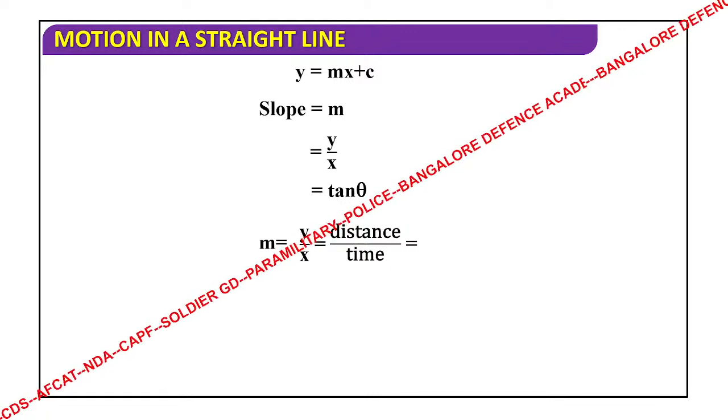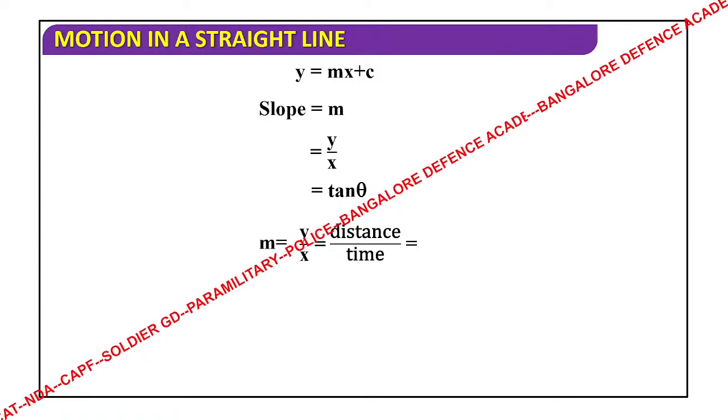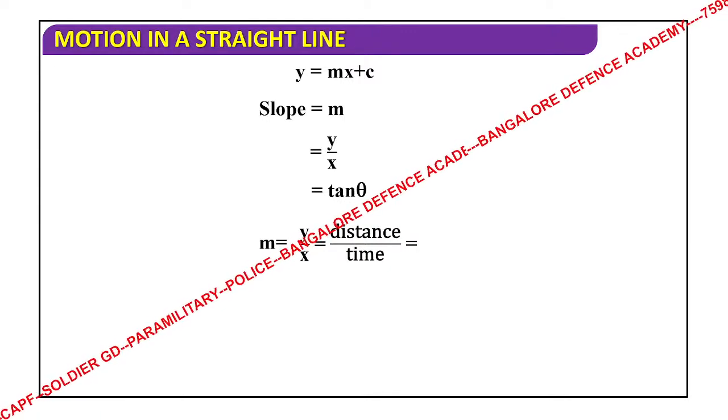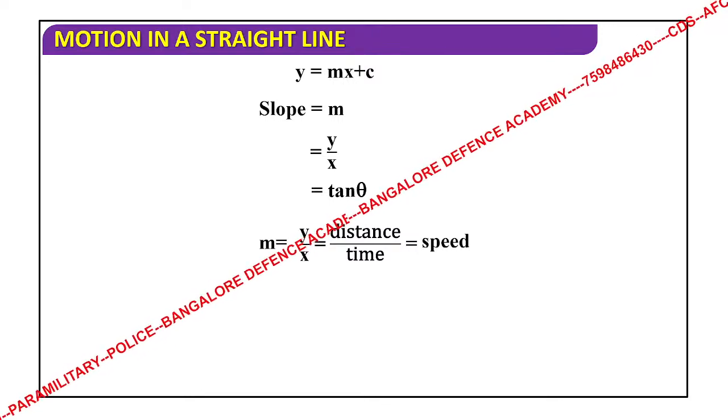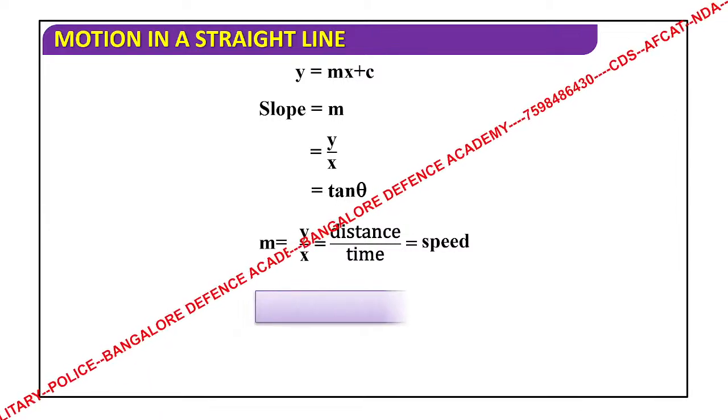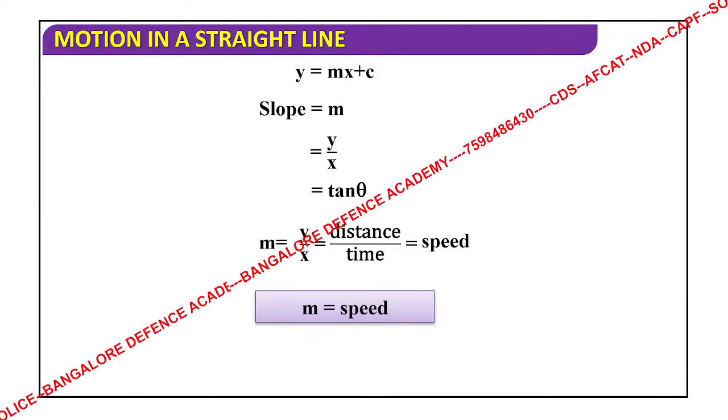So what is y here? According to the graph, in y I have taken distance and in x I have taken time. So what is distance by time taken? It is speed. Okay, so now m is equal to speed.